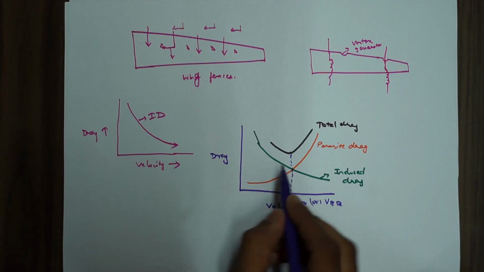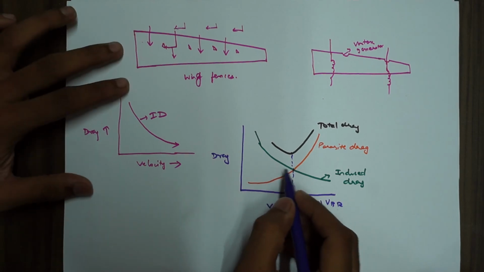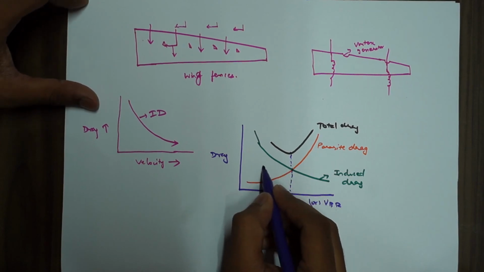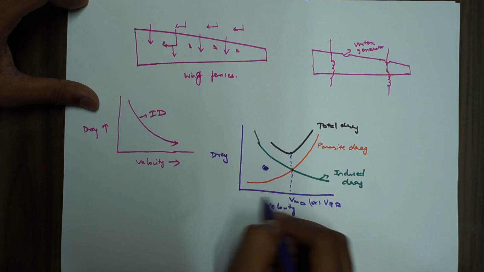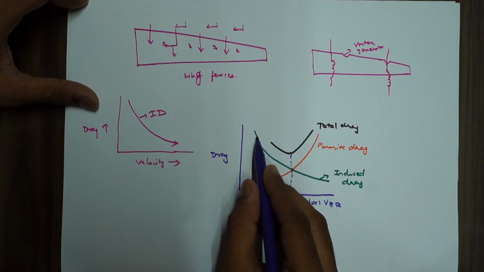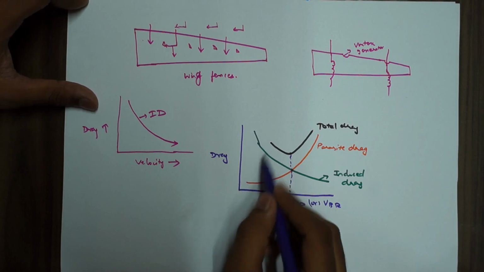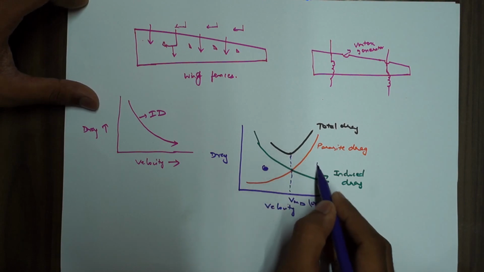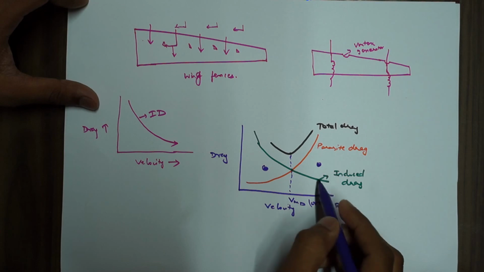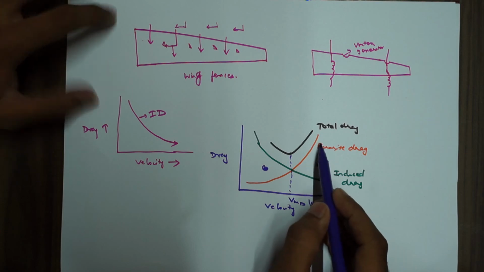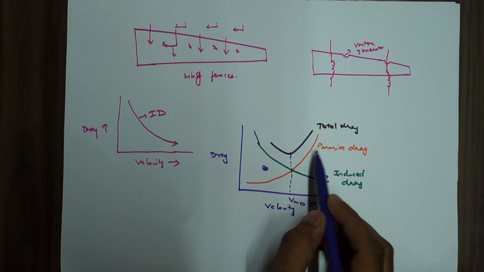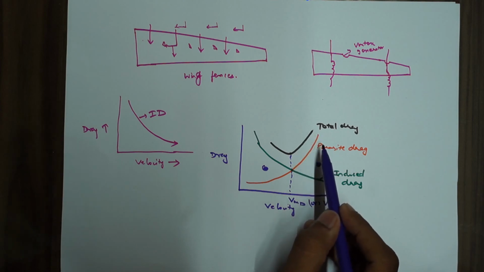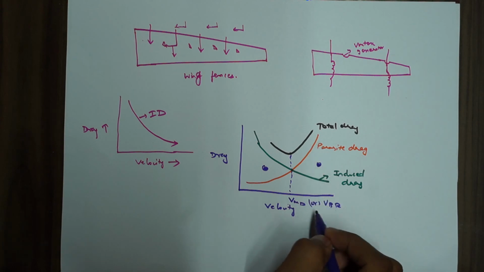If anything beyond this line, this velocity is flown, the drag will increase. Suppose you fly in this region, at this velocity, your induced drag will be more. Though your parasite drag is less, the overall drag is high. If you can see, the total drag is high. And if you fly in this region, that is higher velocity, your induced drag will be low, but your parasite drag will increase. So your total drag again will have a higher value. So similarly, we have VMD.